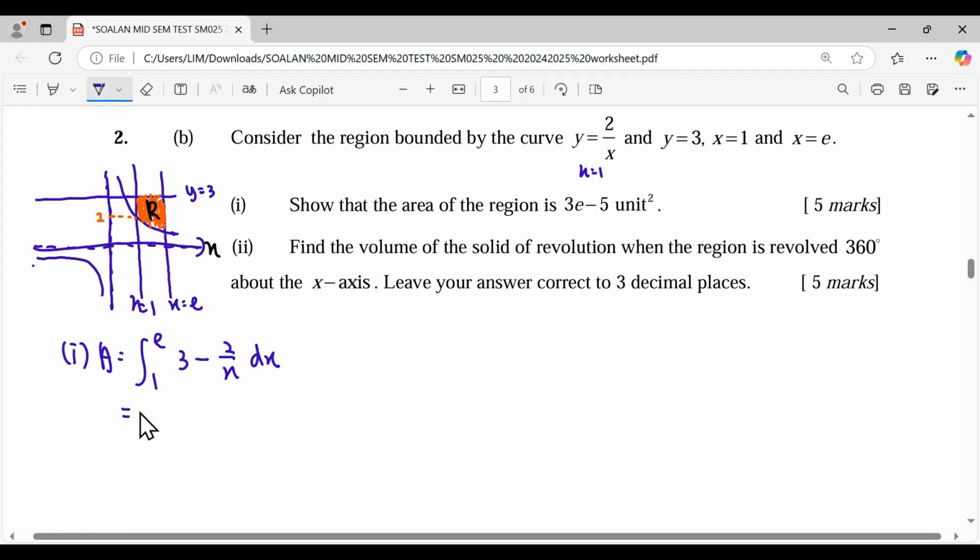So integrate 3, we get 3x. Integrate, so 2 we take out. Integrate 1 over x, we get ln x. Upper limit is e, lower limit is 1. And the next step is to substitute the upper limit minus the lower limit.